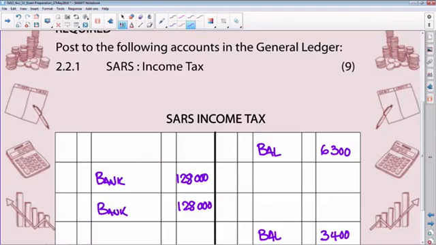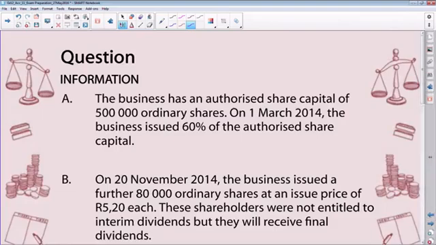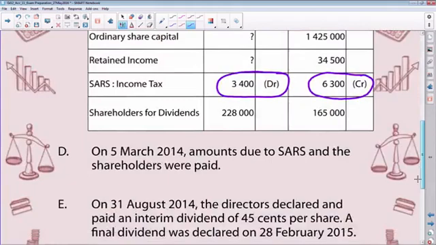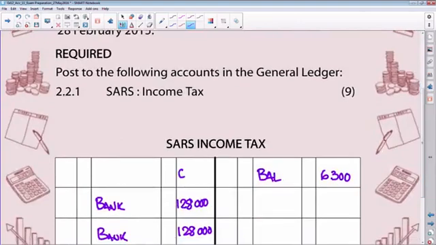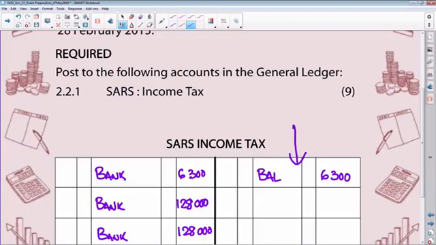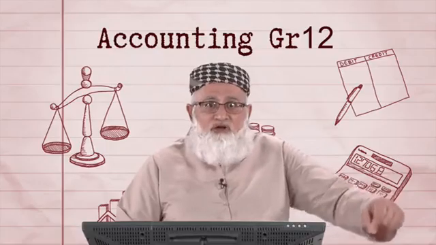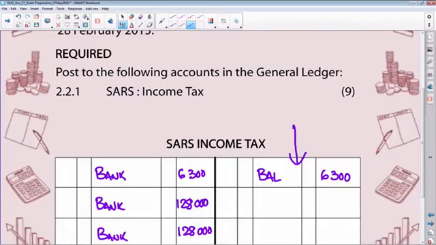However, there's other information that we also have to take cognizance of, and that is, watch here. On the 5th of March, amounts due to SARS and the shareholders were paid. In other words, if you're looking at this account here, you can clearly see that you've paid an amount of 6,300, which was a payment which was due at the beginning of the year. Why? Because my SARS income tax at the beginning of the year was a liability. Clearly you can see it. I had to repay that amount to SARS at the beginning of the year. Make the payment of 6,300.